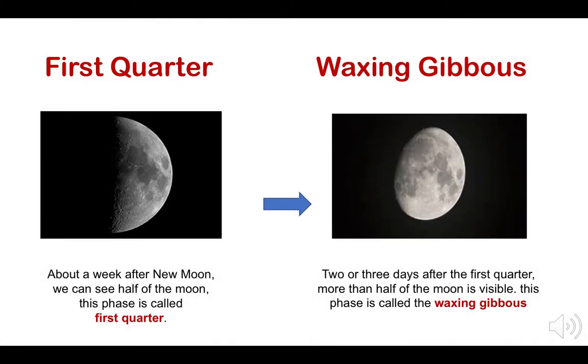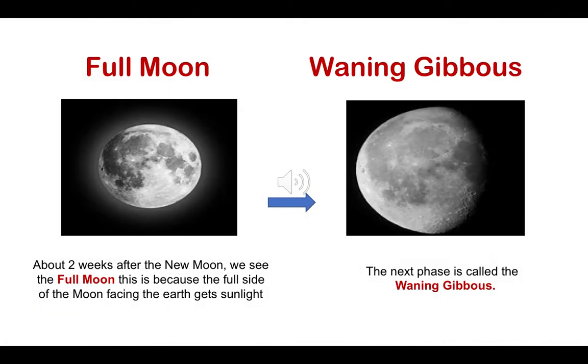About a week after new moon, we can see half of the moon. This phase is called the first quarter. 2 or 3 days after the first quarter, more than half of the moon is visible. This phase is called the waxing gibbous. About 2 weeks after the new moon, we see the full moon. This is because the full side of the moon facing the Earth gets sunlight.